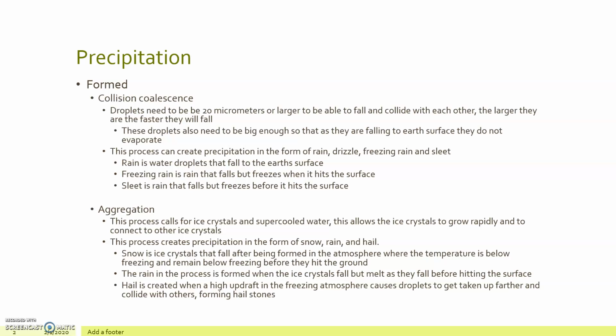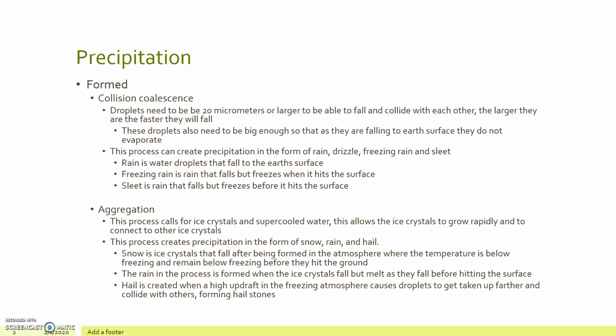In collision coalescence, droplets need to be 20 micrometers or larger to be able to fall and collide with each other. The larger they are, the faster they will fall. These droplets also need to be big enough so that as they fall to the surface, they don't evaporate. This process can create precipitation in the form of rain, drizzle, freezing rain, and sleet.